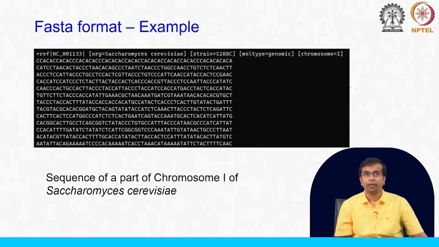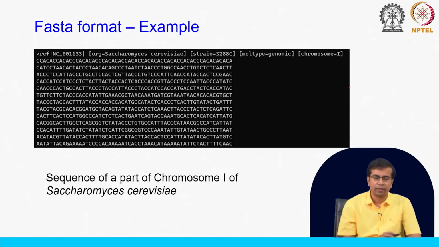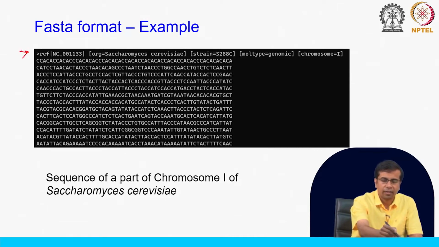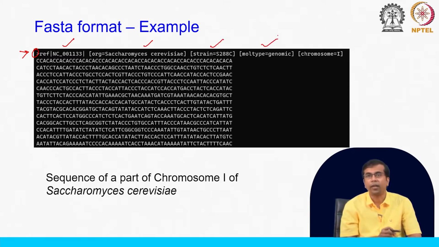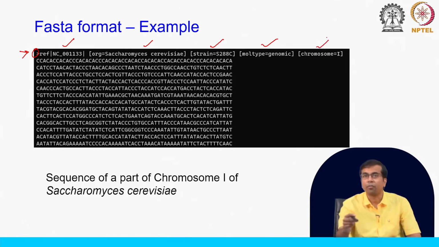Okay. So, just to give you an example, this is the sequence of part of chromosome 1 of the species Saccharomyces cerevisiae. As you can see, this is the header line here, right. You have the greater than sign, and this is the sequence ID, this ref NC something. Then you have some optional information, right. You have this organism name Saccharomyces cerevisiae, this is the strain, molecule type, this is genomic DNA, right. We are looking at a genomic DNA sequence. Then also you have chromosome equals 1, right. So, part of chromosome 1.